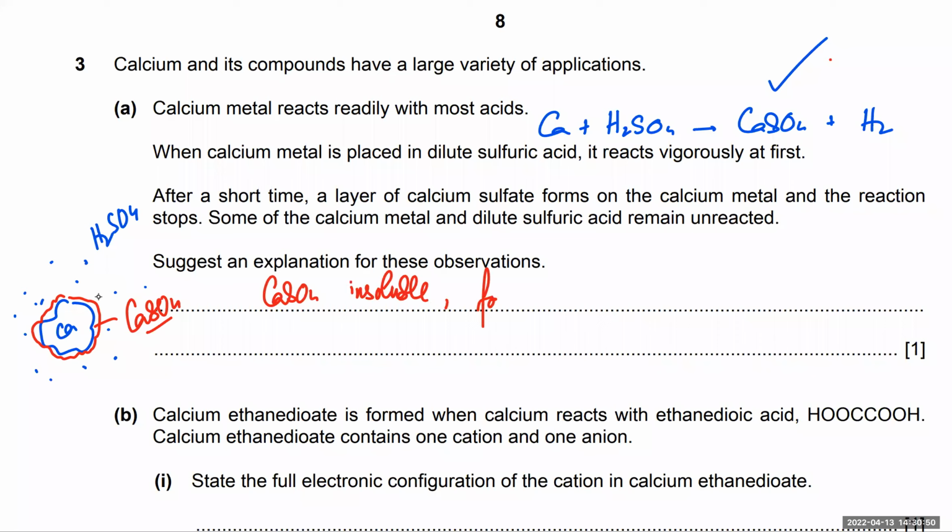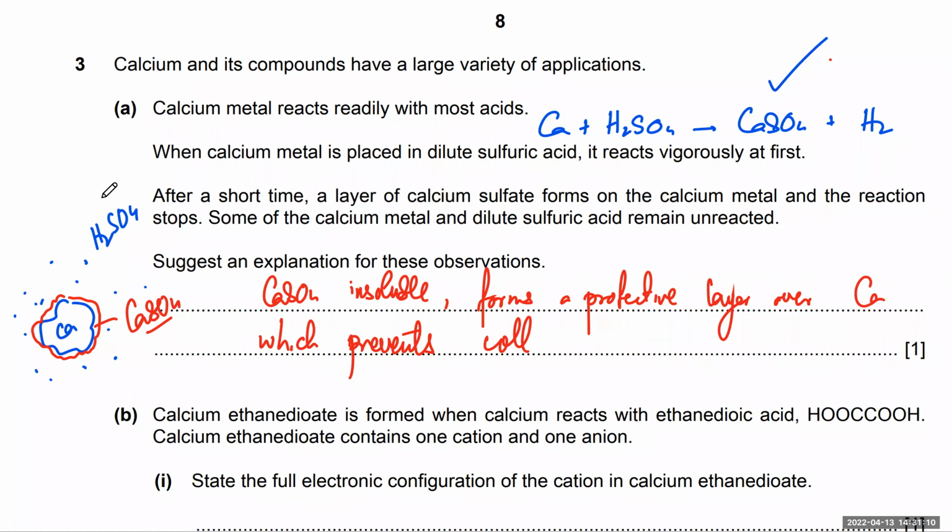It forms a protective layer over the calcium, which prevents collisions. So the H2SO4 lying outside is not going to be able to react with the calcium over here. So which prevents collisions between H2SO4 and calcium.